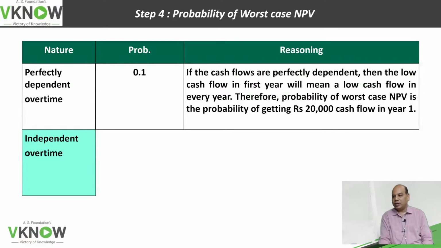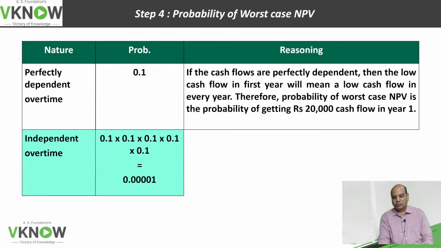Now write down independent over time. Under that write, you have to multiply all the 5 years' probabilities: 0.1 into 0.1 into 0.1 into 0.1 into 0.1. Because what will happen in the second year is independent of what will happen in the first year.